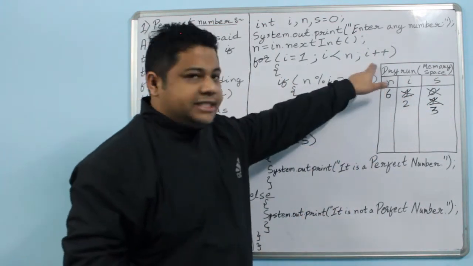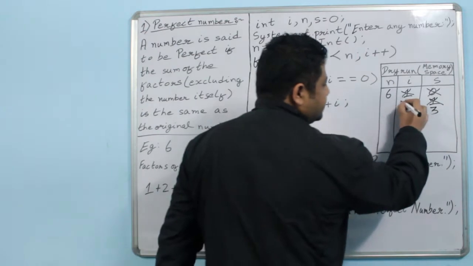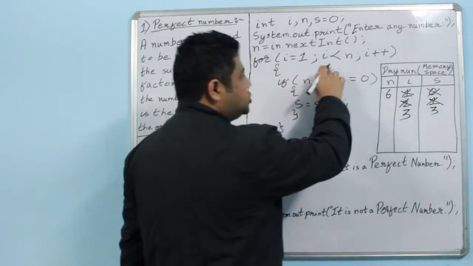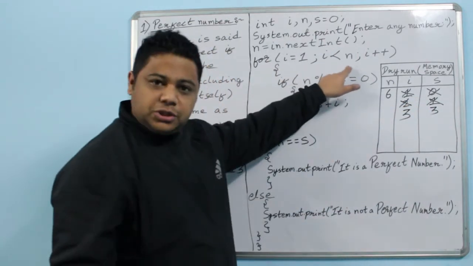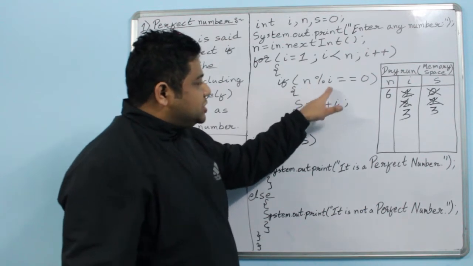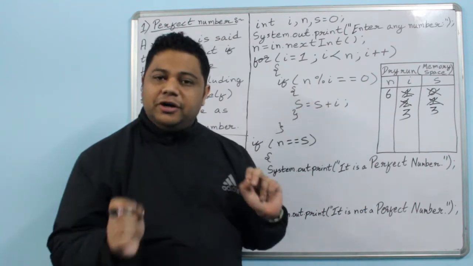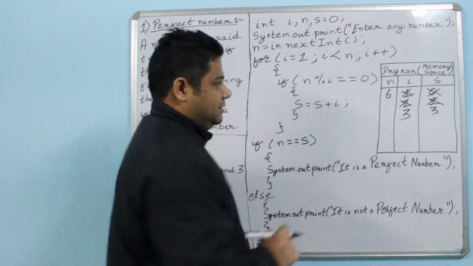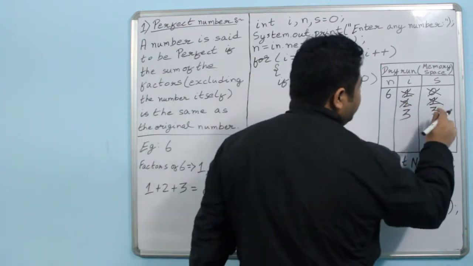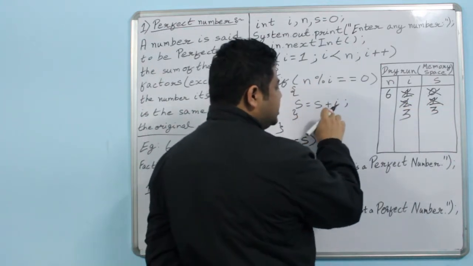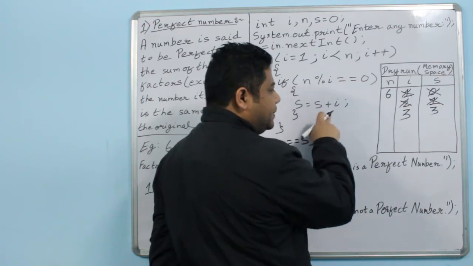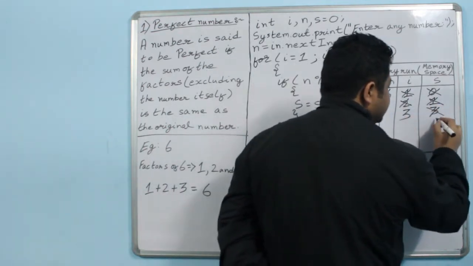Again we go to incrementation, and the value of i becomes 3. The loop condition is true again because 3 is less than 6. 6 modulus 3 equals to 0. Again true because 3 can divide 6 exactly. So over here what will happen? Sum equals to sum plus i. Sum is 3, 3 plus 3 is 6.